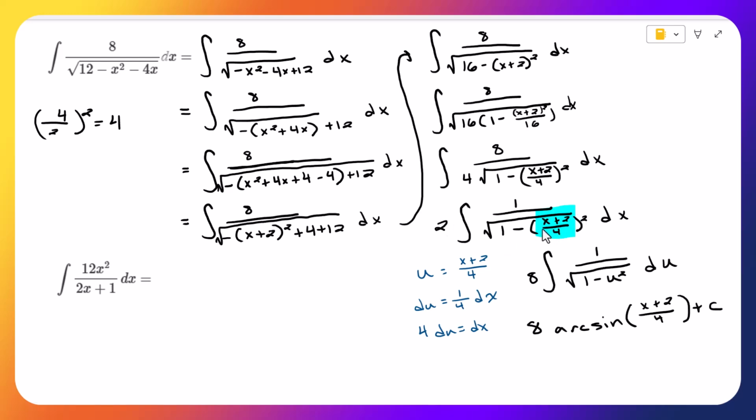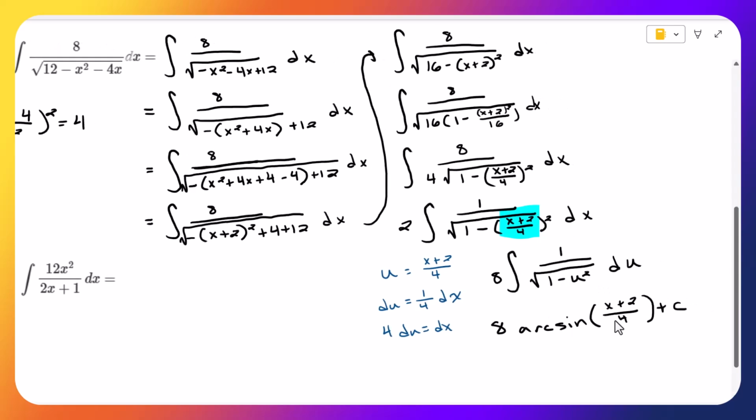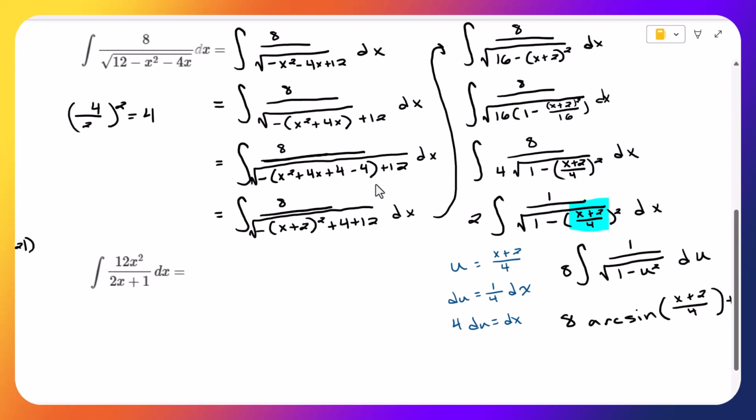And I took this blue highlighted part. I u-subbed x plus 2 over 4, du dx, 4 du equals dx. And then 2 times 4 is 8. That's where my 4 went. And then I had 1 over the square root of 1 minus u squared, and this looks like our arcsine antiderivative. So we have 8 times arcsine. I went ahead and substituted our u in. It's x plus 2 over 4 plus c. And that's how I got this antiderivative right here.